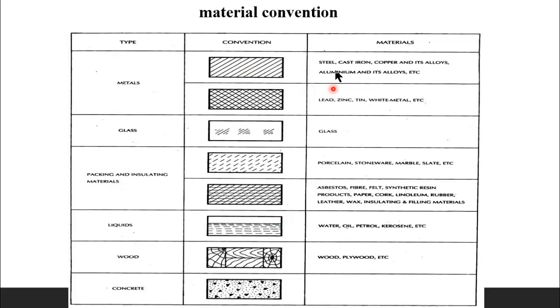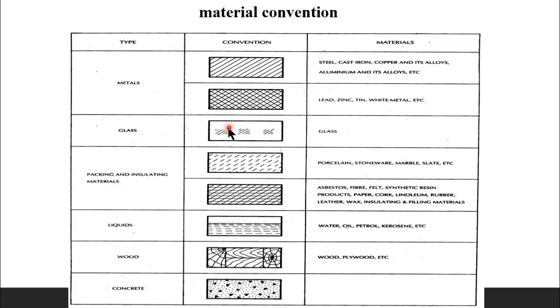This represents steel, cast iron, and aluminum alloys; these types of metals can be represented over here. And the second one is double inclined lines, either side, from left to right and right to left. This kind of representation shows lead, zinc, tin, and white metal; these kinds of metals will be represented by this convention. And glass will be represented like this in a rectangular box.